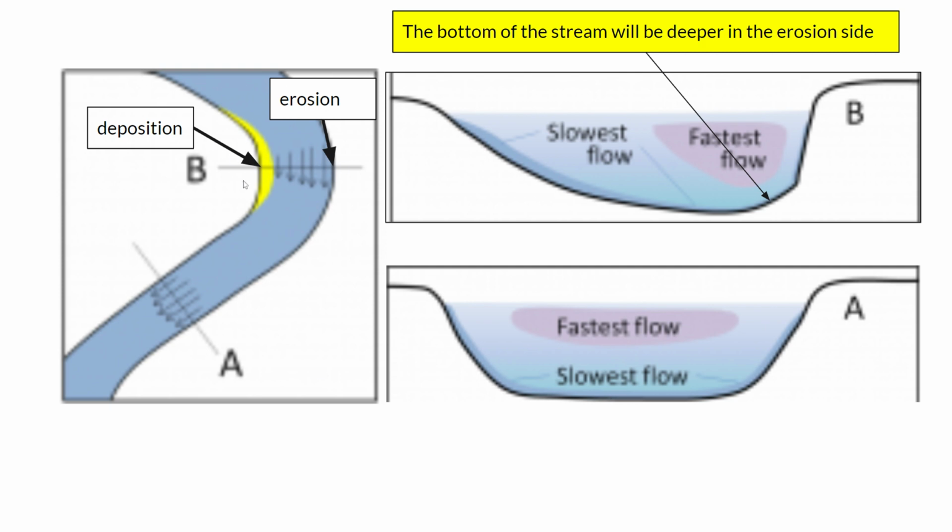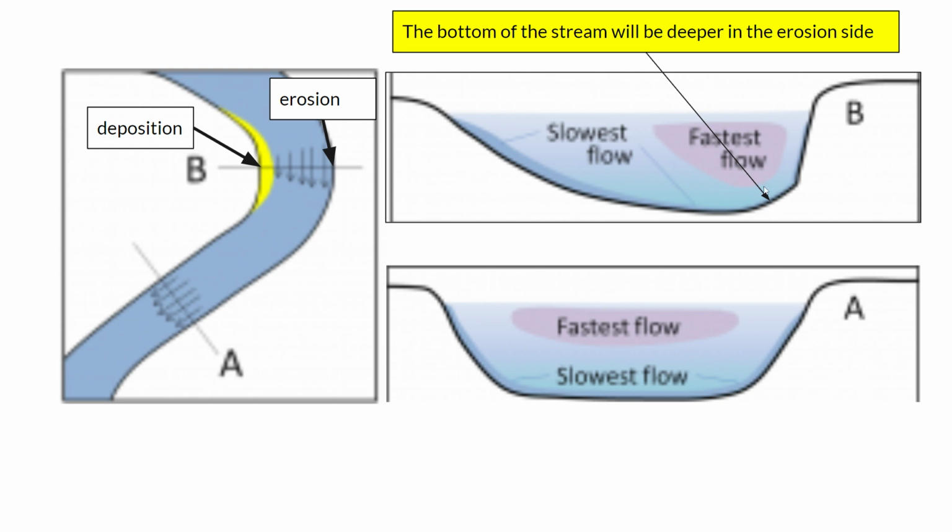Remember, deposition happens on the inside of the curve, where you can draw a D, and erosion happens on the outside. If a river curved like this, the faster part of the river would be where erosion is happening, because the river needs energy to erode or move sediments. So if I were to draw a cross section of B right here and looked at the bottom of the river, how the land under the river would look, it would look something like this.